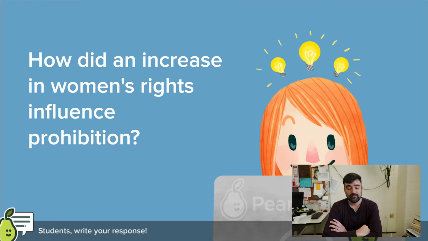Before I get onto this, an increase in women's rights influenced prohibition. Women really pushed for the right to vote so that they could have some control politically, over policy and law, that allowed them to function in their duties as a wife, okay?